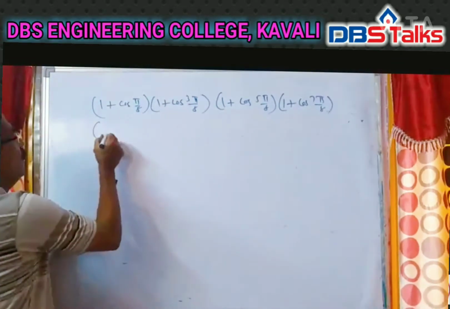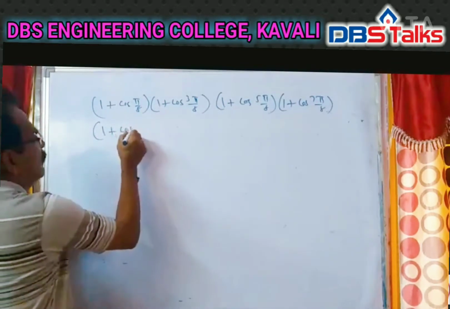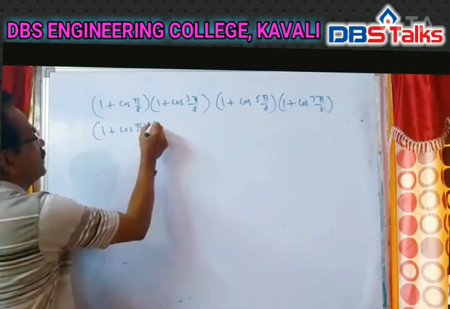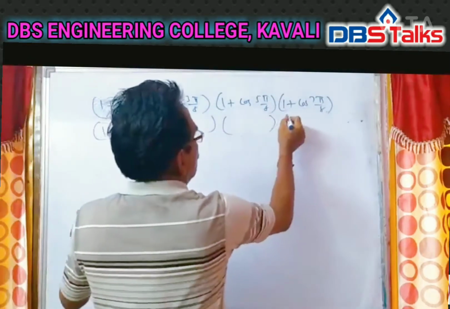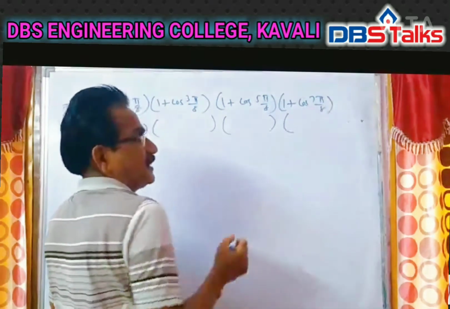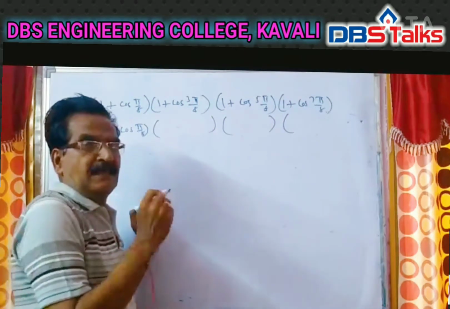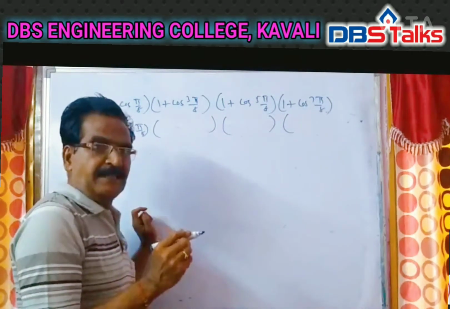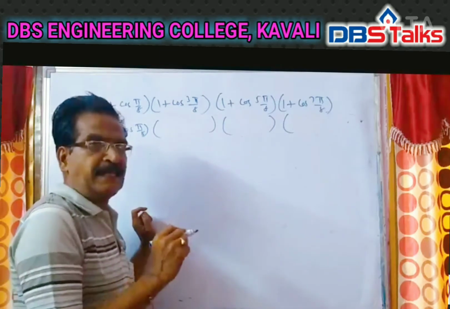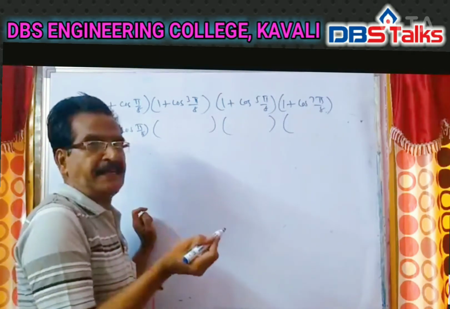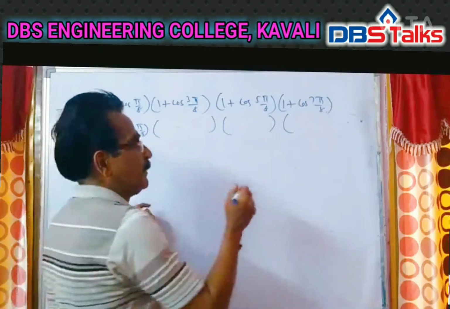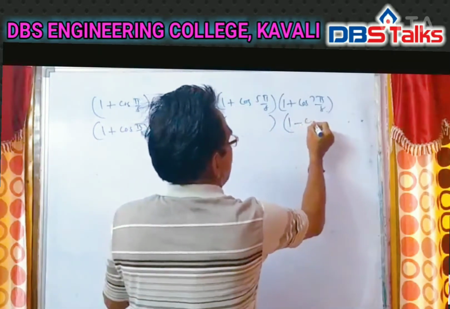Okay friends, 1 plus cos pi by 8 into, cos 7 pi by 8 means cos of pi minus pi by 8. Of course, cos of pi minus pi by 8 means minus cos pi by 8.